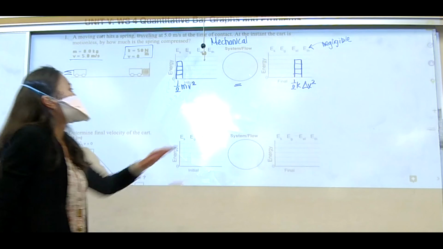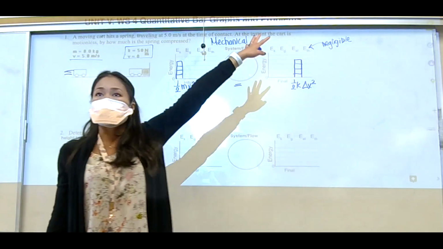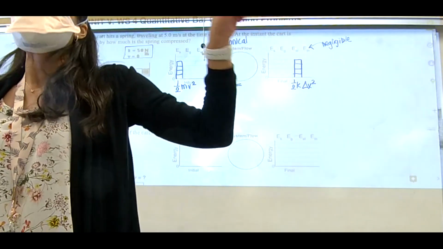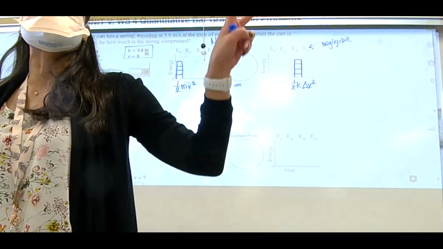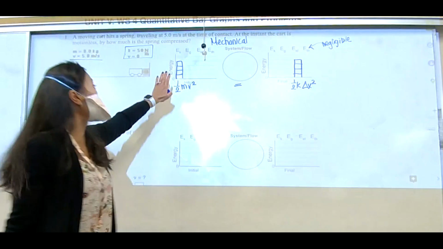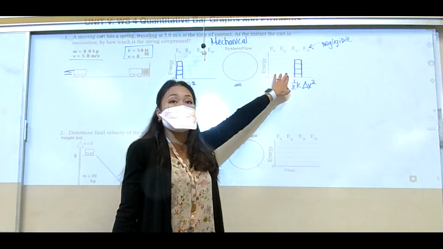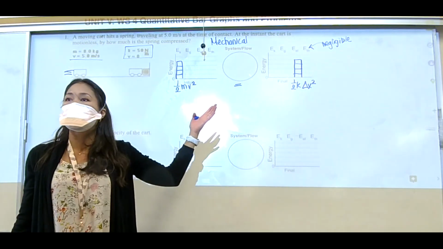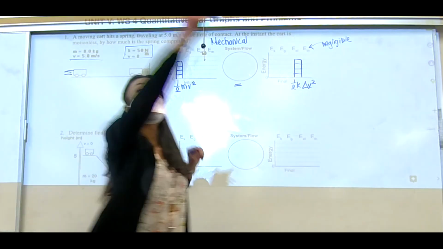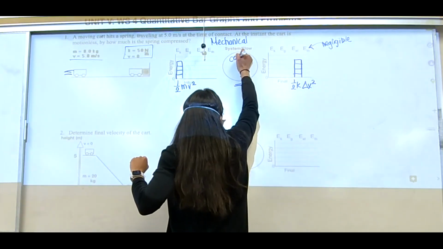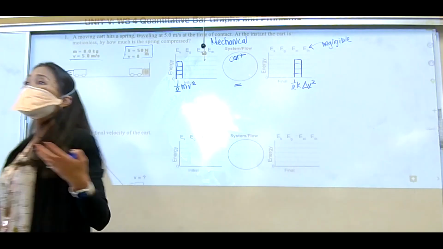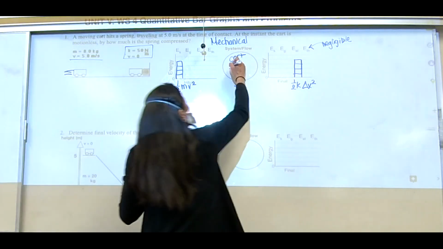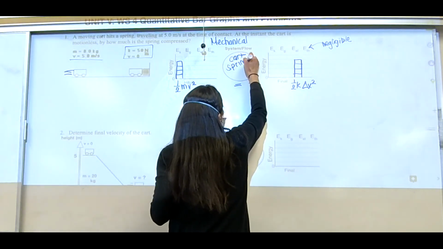All right. One thing I forgot to put was my system. So there are two energy types here. That means you want to include in your system the two things that give you kinetic energy and elastic energy. What would they be? What's giving me kinetic energy? Anya. The cart. What's giving me the elastic potential energy? Julia. The spring.